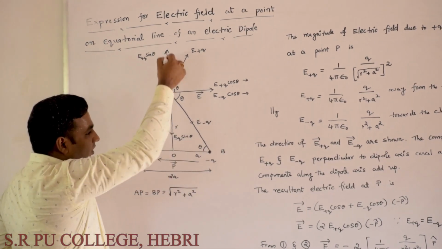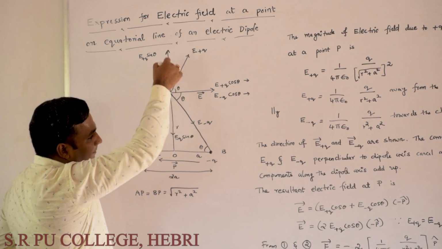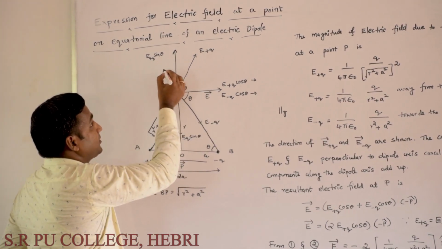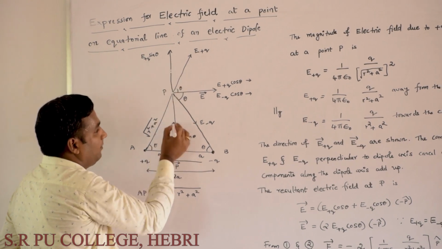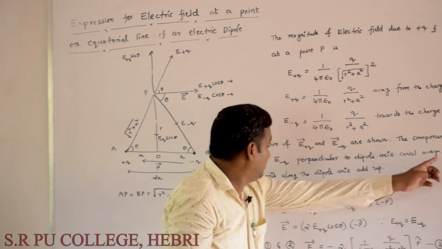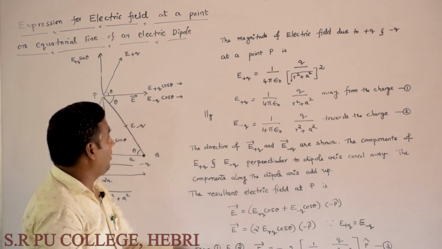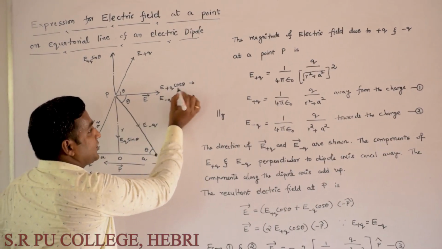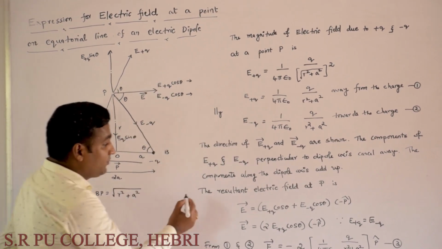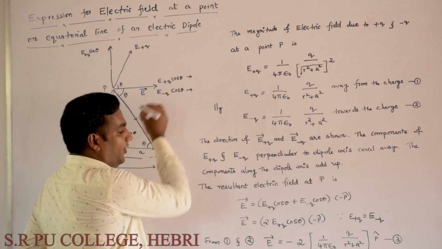Here along the dipole, perpendicular to the dipole, E minus Q sin theta and E plus Q sin theta are both equal but opposite. These two will get cancelled. Now the components along the dipole axis, E plus Q cos theta and E minus Q cos theta, are both parallel to each other and give the resultant electric field at a point P.